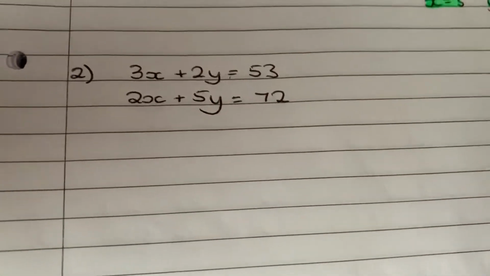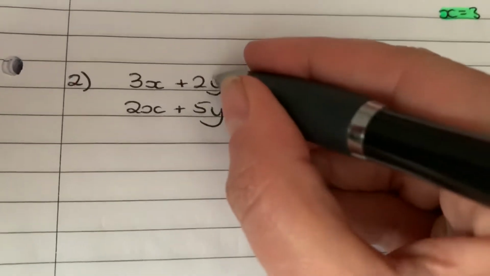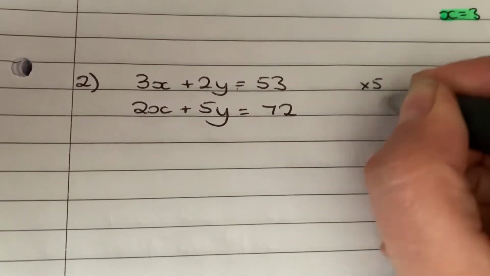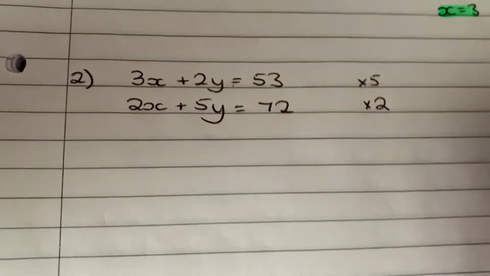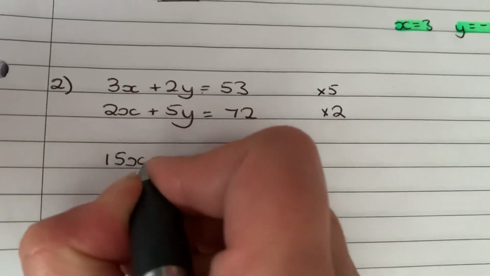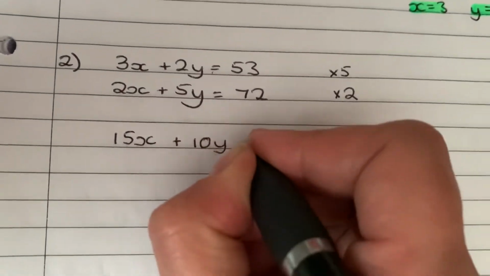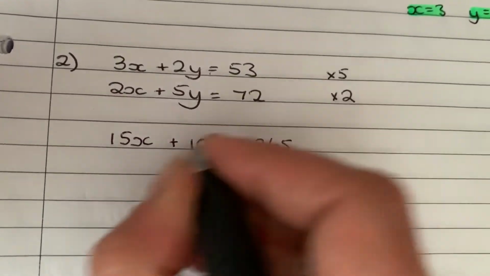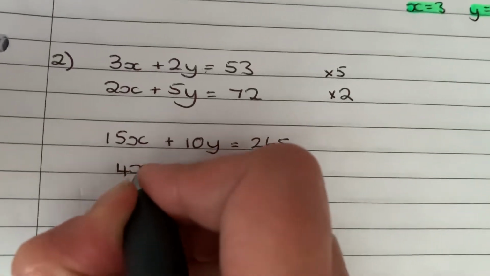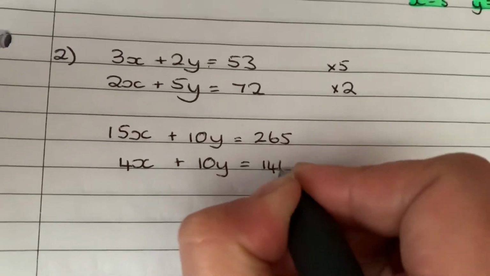Now, do you remember before I said I prefer making the y's the same? That's just my personal choice. So I'm going to make these both 10y. So I'm going to have to times that one by 5 and that one by 2. Okay, so if I do that, then I end up with 15x add 10y equals 265. And if I multiply the bottom one by 2, I end up with 4x add 10y equals 144.